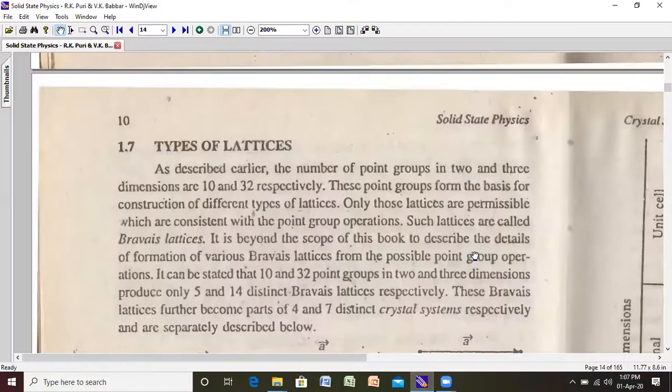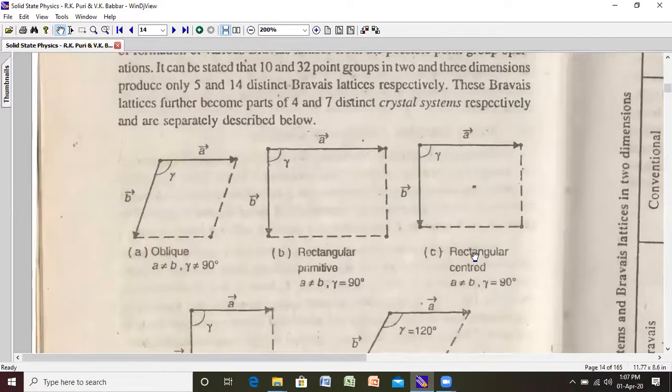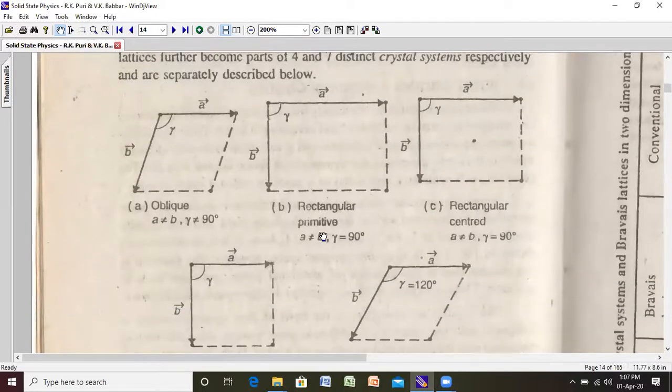I'll show you on the share screen. So, let me show you. Okay. These are the Bravais lattices on the screen. There are 5 types of Bravais lattices. I will explain each one by one.